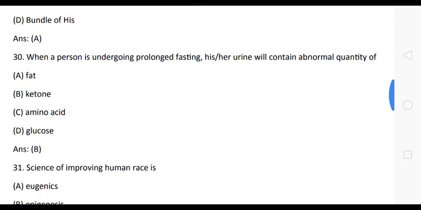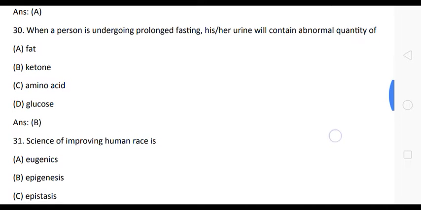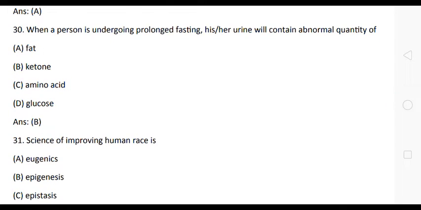Next question is, when a person is undergoing prolonged fasting, his or her urine will contain abnormal quantity of. Options are fat, ketone, amino acid, glucose. The correct answer is option B, ketone.